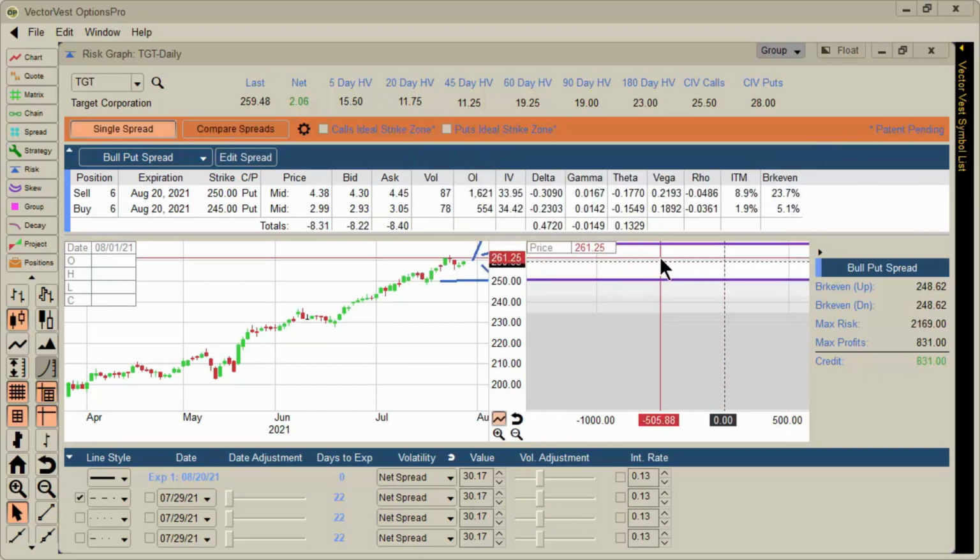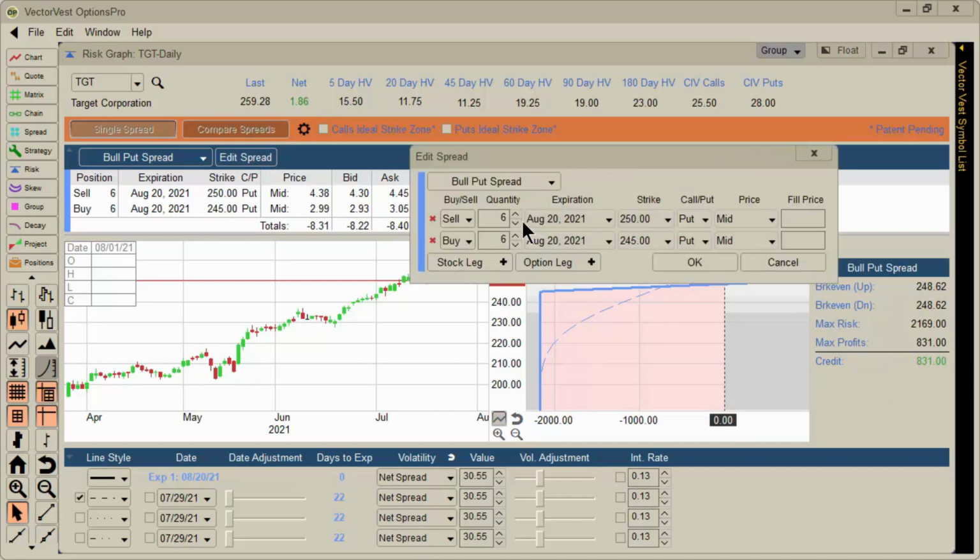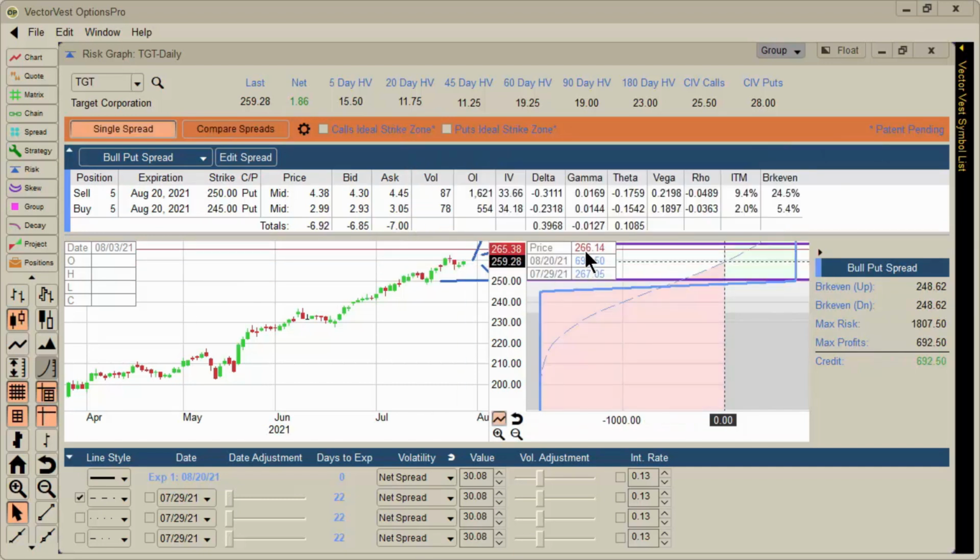6, $831 credit. If the stock goes down to $250, I can lose $529 or $530, it looks like. So that's pretty good. $530 is not too bad. I can bring that down to 5 contracts if I want to stay perfectly below that. That would be perfectly fine. $692. I would be basically looking to make $350 on this trade with a risk, if it goes to $250, of about $430 with roughly a 90% chance of success.